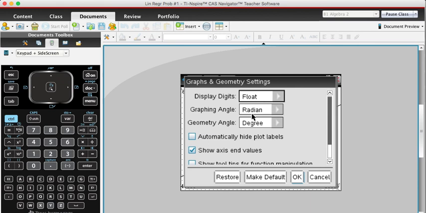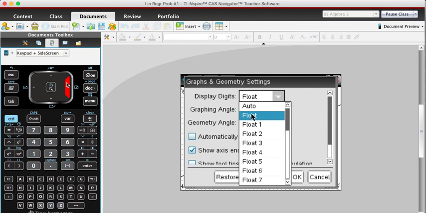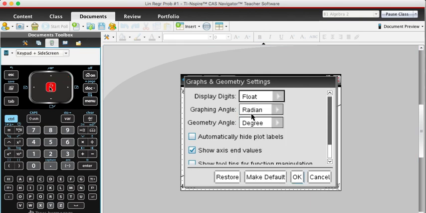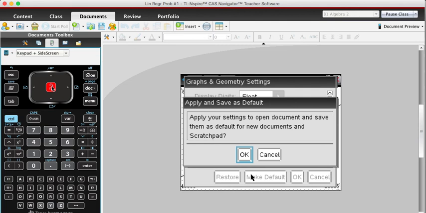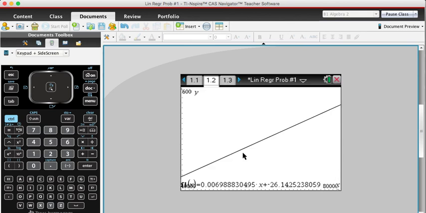It will not stick until you go down and click on Make Default. So you've actually got to move downward to the Make Default. Click Make Default. It's going to ask you, are you sure you want it to stay that way? And yes, we do. Hit OK, so that it stays on 4. Now see, it's showing me lots of decimal places, not just a few.